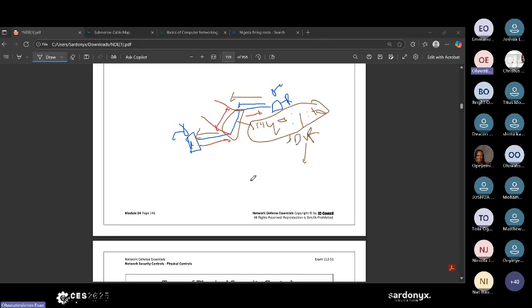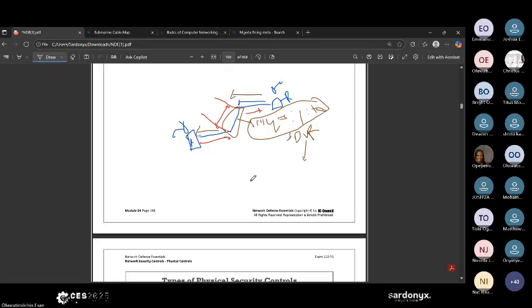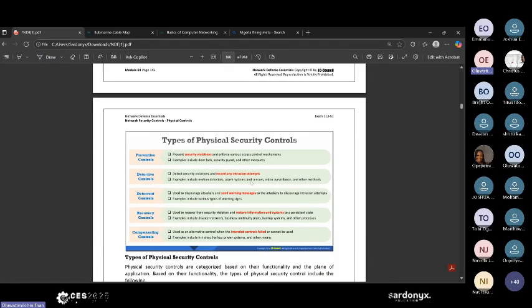Okay, so we're talking about detective, how video surveillance can also be a detective measure. So you also have deterrent controls. These are used to discourage attackers and also send warning messages. Right? These include different warning signs. Example, where there are dogs, you see that this is dangerous. Where there are cable wires, so you just discourage the attackers.